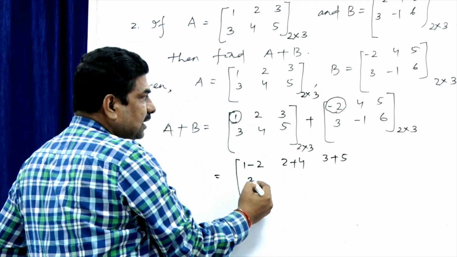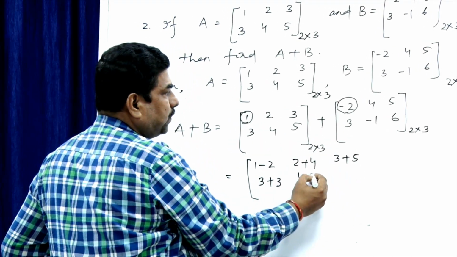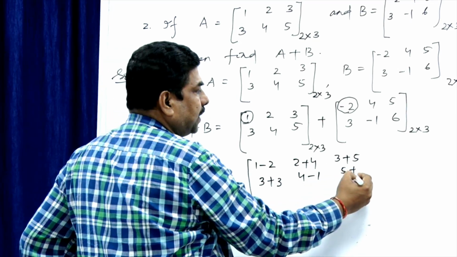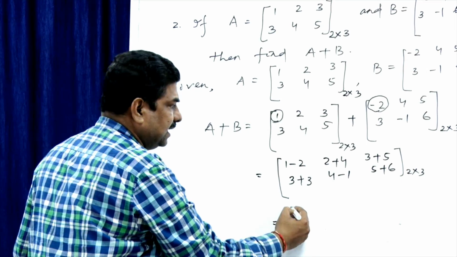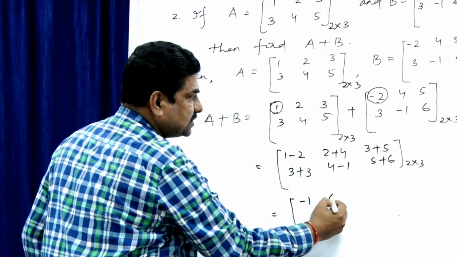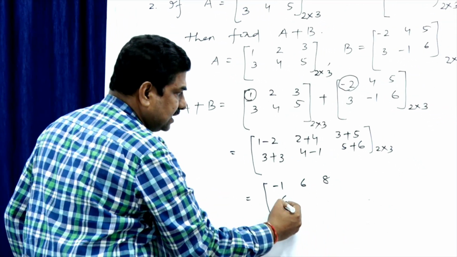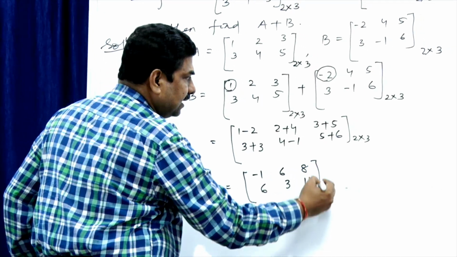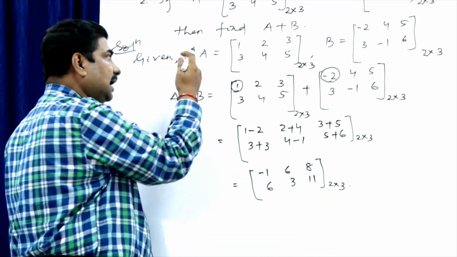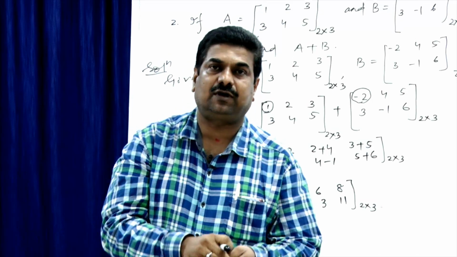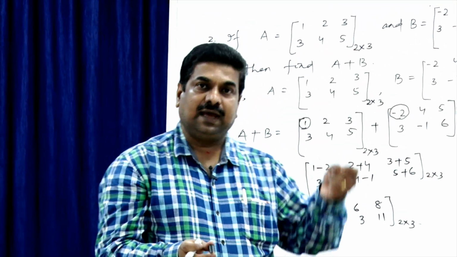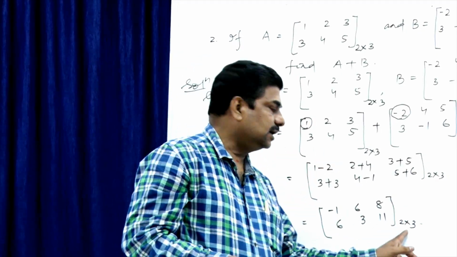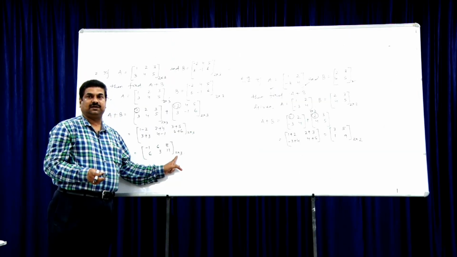Again 3 plus 3, 4 minus 1, 5 plus 6. Then what will be the value of A plus B? This is [-1 6 8; 6 3 11]. Here A and B are of order 2 by 3, and the sum of these two, A plus B, is also of order 2 by 3.